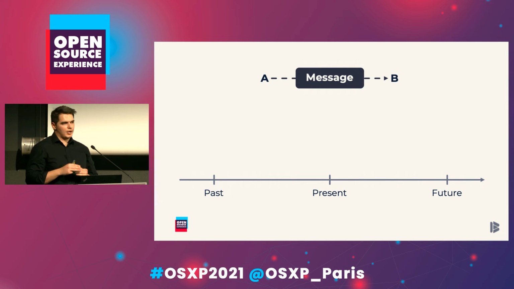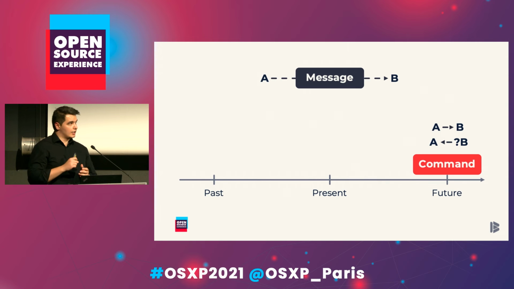And every message has different flavors, depending on when the action is happening. So the first flavor is the command, right? If we give a command to another service, if we send a message to another service, that action is going to trigger some processing in the future. And also in the command case, we may or may not get back a response.